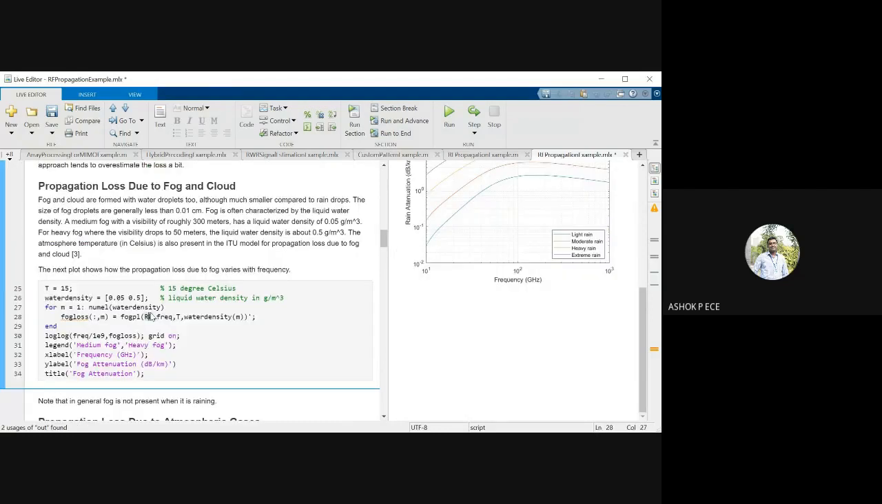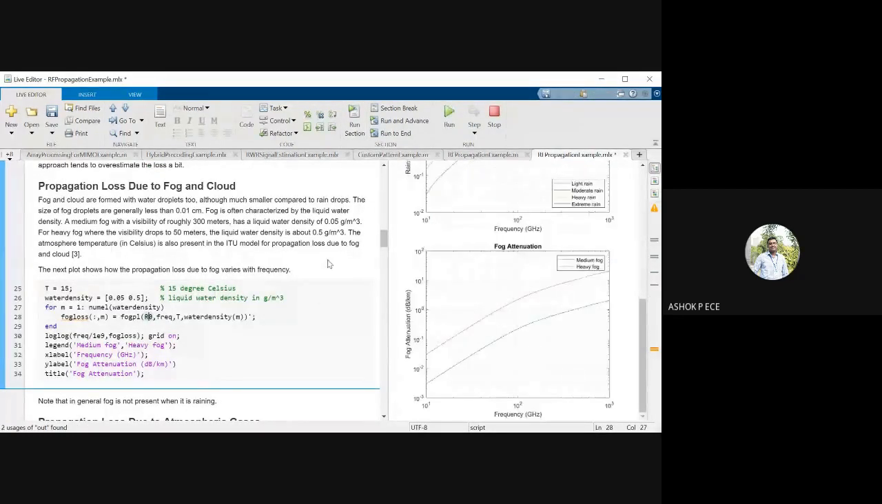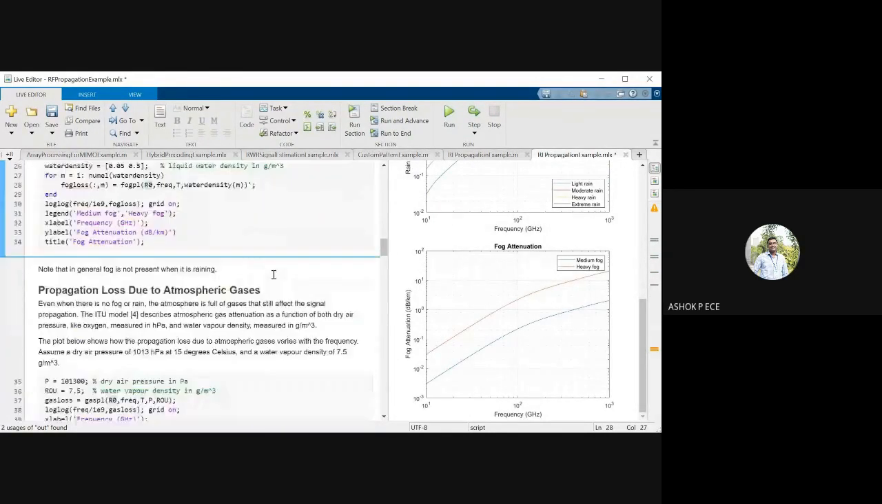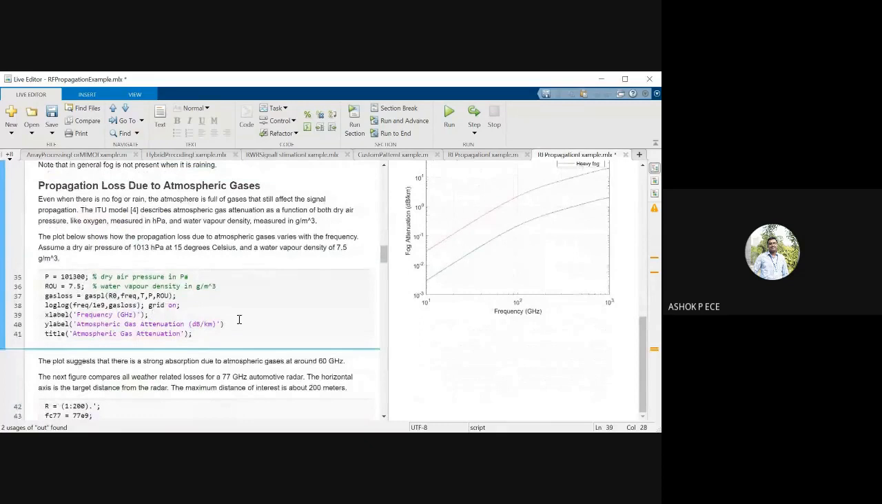Next one, fog and cloud. Because of fog and cloud, what is the attenuation? Medium fog, heavy fog. All the natural factors, whatever we have, will contribute to loss. They all absorb your signal and contribute to loss.